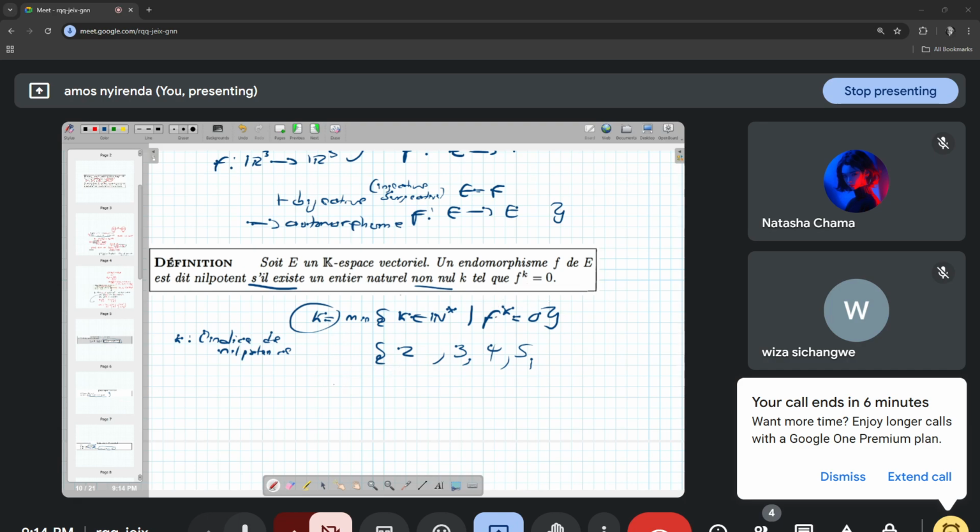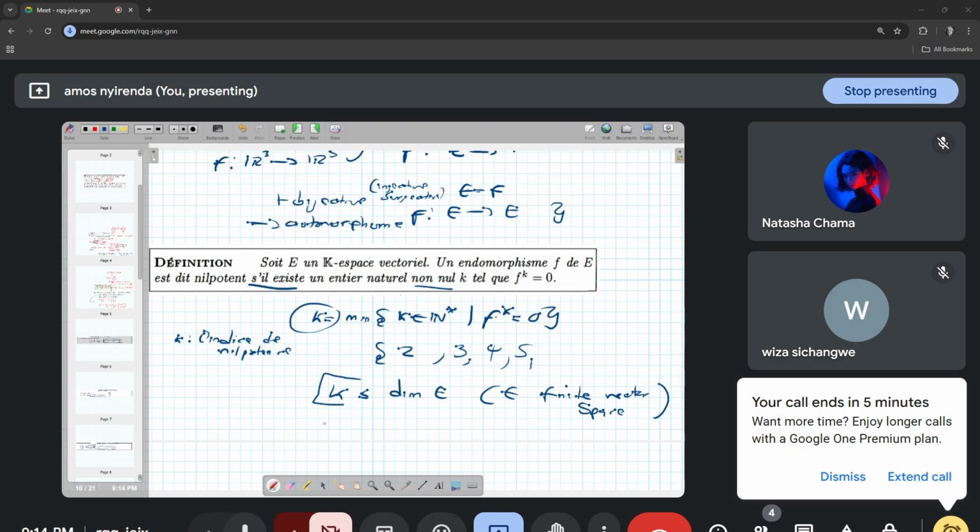And then this k is less than or equal to the dimension of E, where E is a finite vector space. We'll not demonstrate this property here, but this index of nilpotence is less than or equal to the dimension of E.